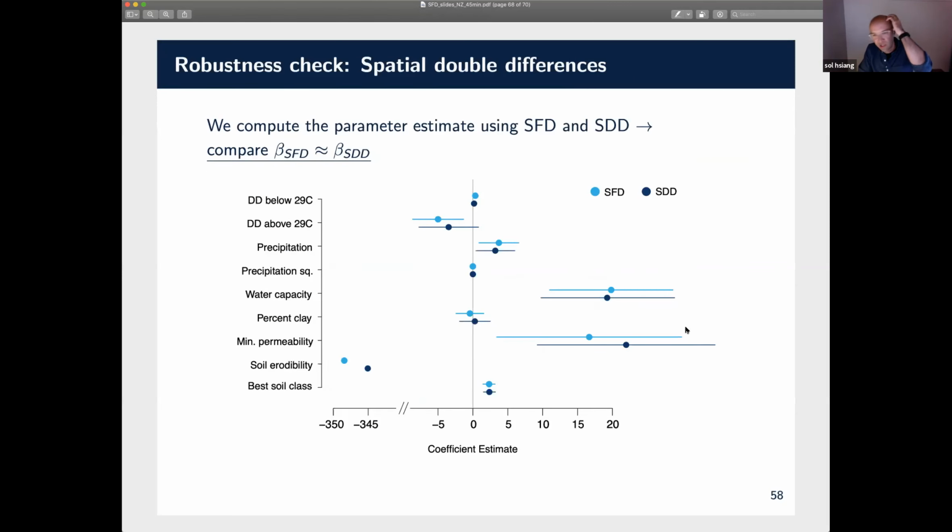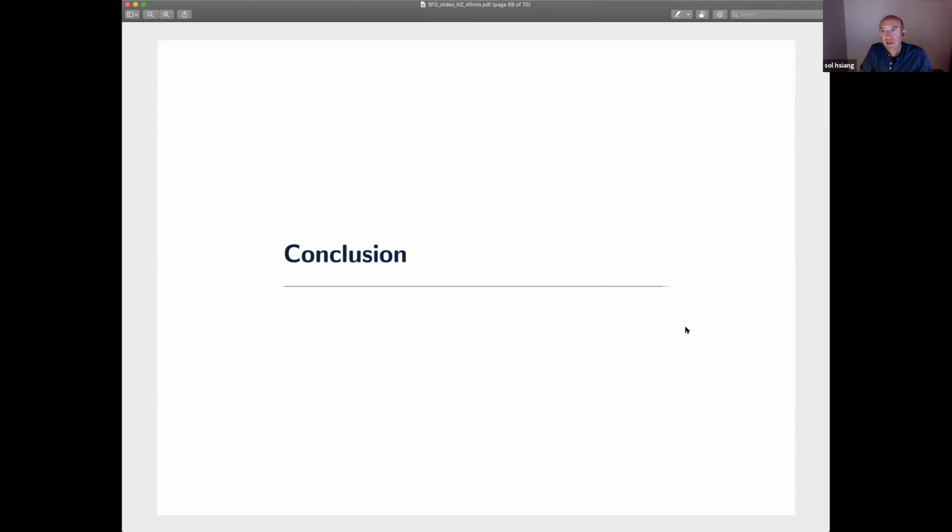Oh, and the last point is that we also try the spatial double differences robustness check, and it actually works quite well. You can double difference in space, and it doesn't always work because you can introduce a lot of measurement error. In this particular context, it performed quite well. Okay, so we're over time.